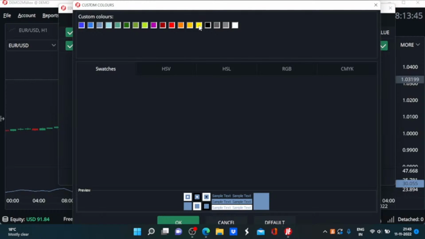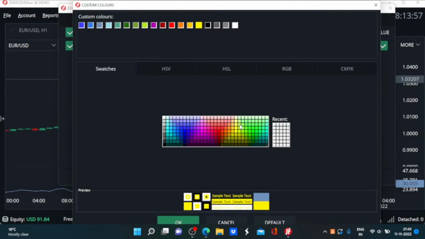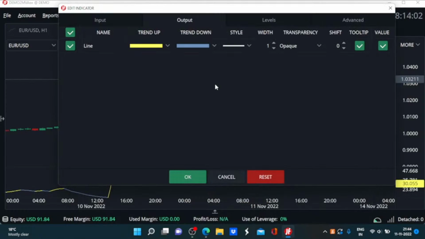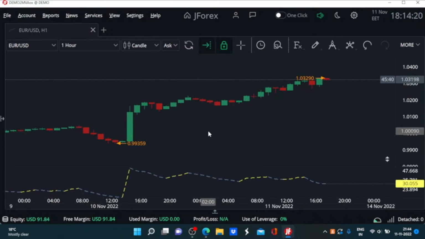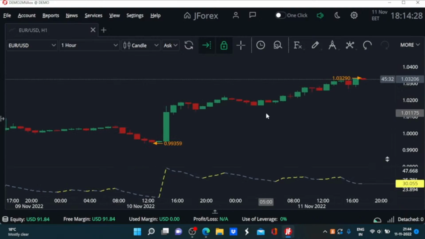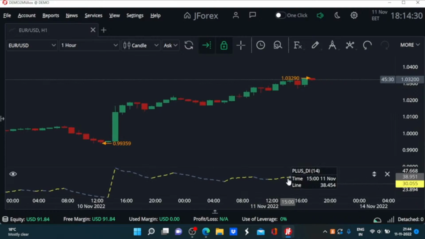Okay, let us go with this color. Let us see how it works out. Styling combination can also be changed. The width can be increased or decreased. Transparency option can also be changed. So you get to adapt these indicators' output the way you feel is going to make it easier for you to read into the data points, and at the same time look aesthetic as per your choice.